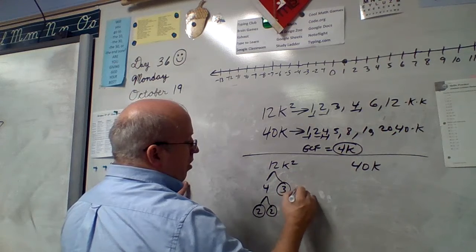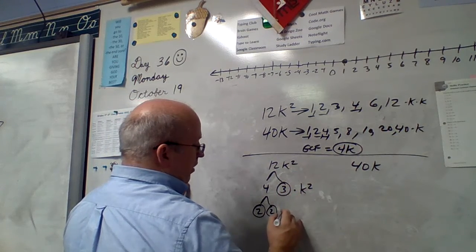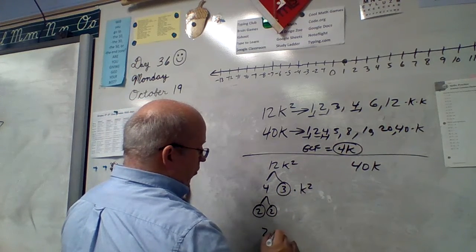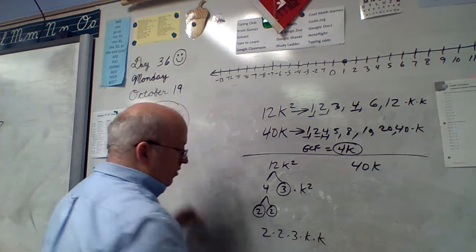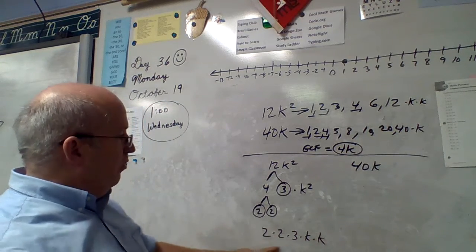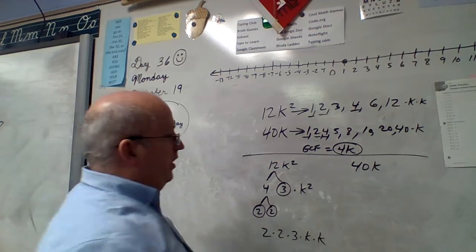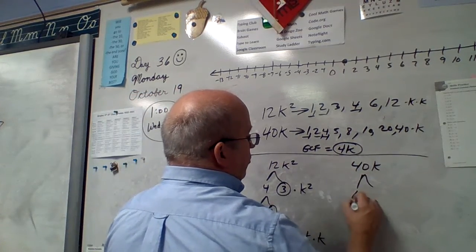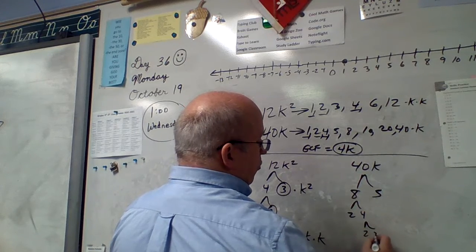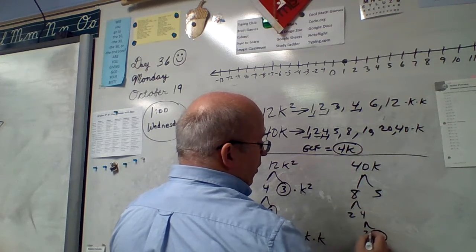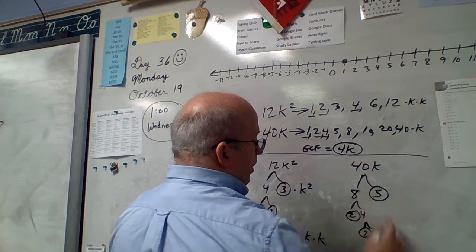But let's also think about the fact that there's a k there, isn't there? So it's really 2 times 3 times k, isn't it? Isn't that really the prime factorization of this? And over here, 40 is really 8 times 5, and the 8 becomes 2 and a 4, and the 4 becomes 2 and a 2. Right? So we've got prime, prime, prime, and prime.